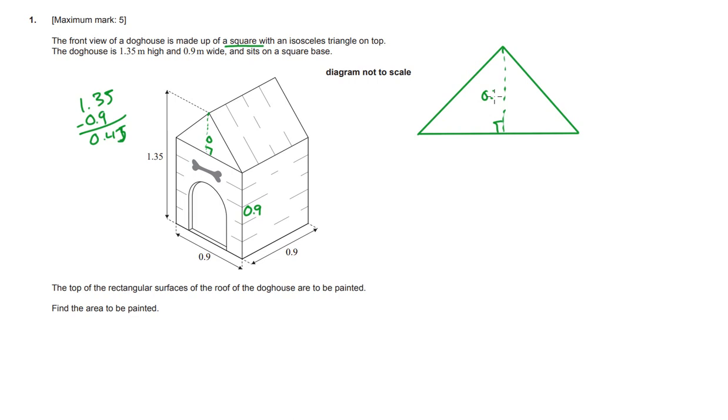So that is 0.45. This whole length right here is 0.9, so cutting that in half, each one of these is 0.45. What we want to do is figure out what this length is here, so we can multiply it by this length here, which we know is 0.9 as well. Then we'll double that, and that should be the surface of both of the rectangular roofs of the doghouse, right? So let's do a squared plus b squared equals c squared. That's going to be 0.45 squared plus 0.45 squared equals c squared.